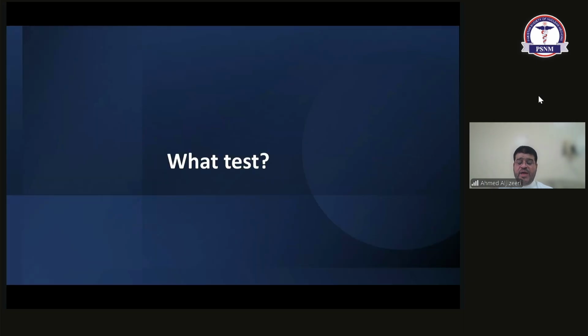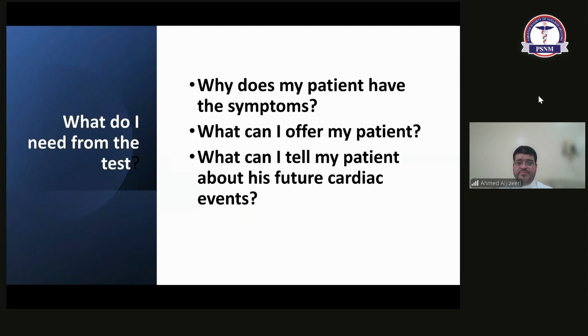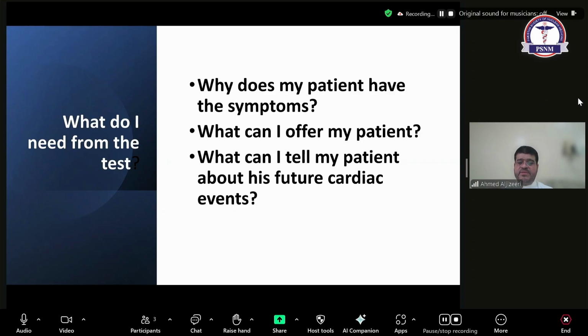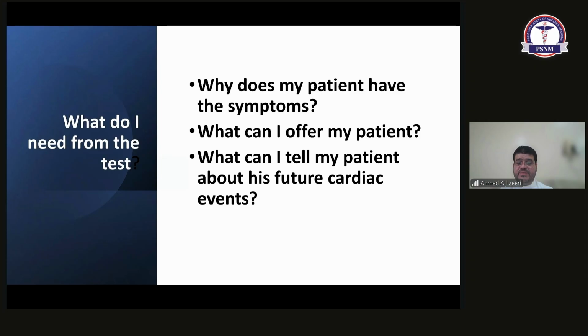So now that we established that this patient needs a test, what test should I order? And in that term, 3 questions come to mind. And those can be posed either by the imager or by the clinician. The first question is, why does my patient have the symptoms? The second question, what can I offer my patient to decrease his symptoms? And the third question is, what can I tell my patient about his future cardiac events?